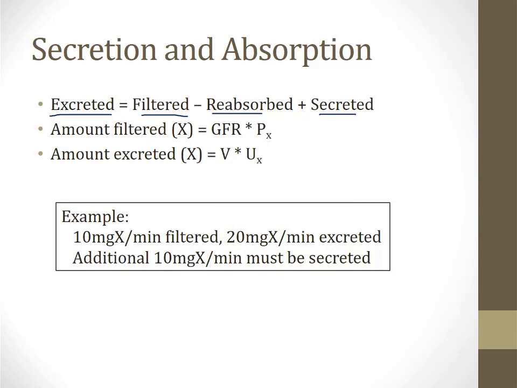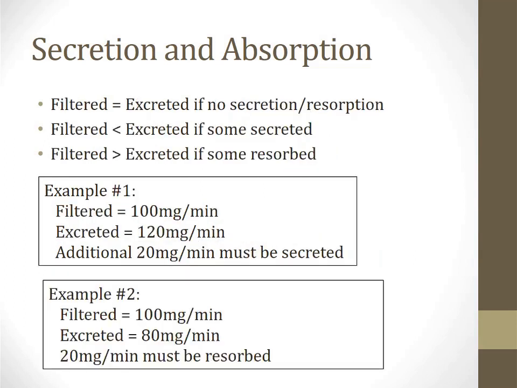The amount filtered we can determine from the filtered load. That's the GFR times the plasma concentration. The amount excreted is the urine flow rate V times the urinary concentration. So if we take the difference between these two, that tells us how much reabsorption or secretion is going on. So for example, suppose that 10 milligrams of X per minute are filtered, but 20 milligrams of X per minute are excreted. We're excreting more than we're filtering, so an additional 10 milligrams per minute must have been secreted. So anytime the amount filtered is equal to the amount excreted, that means there's no net secretion or reabsorption.